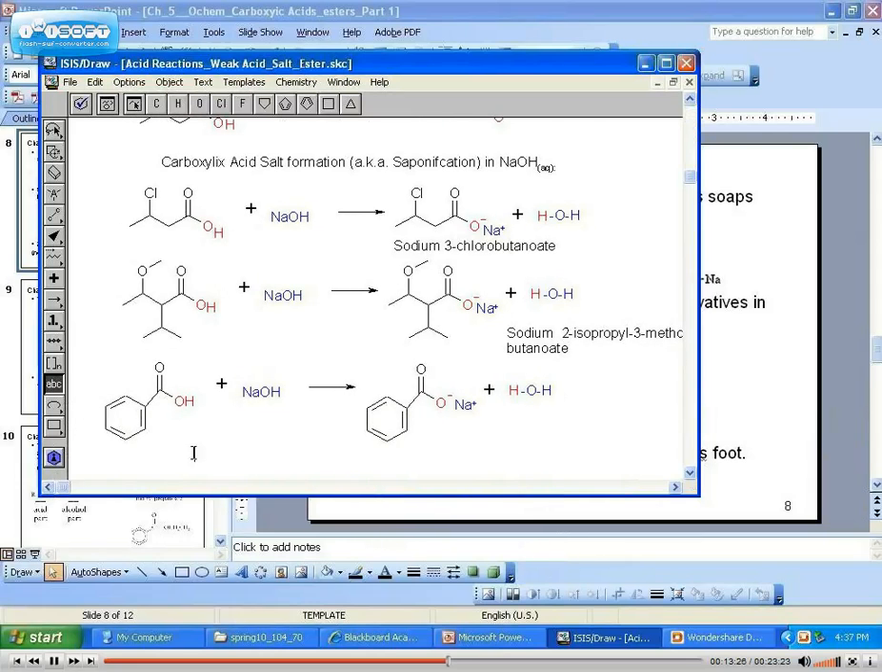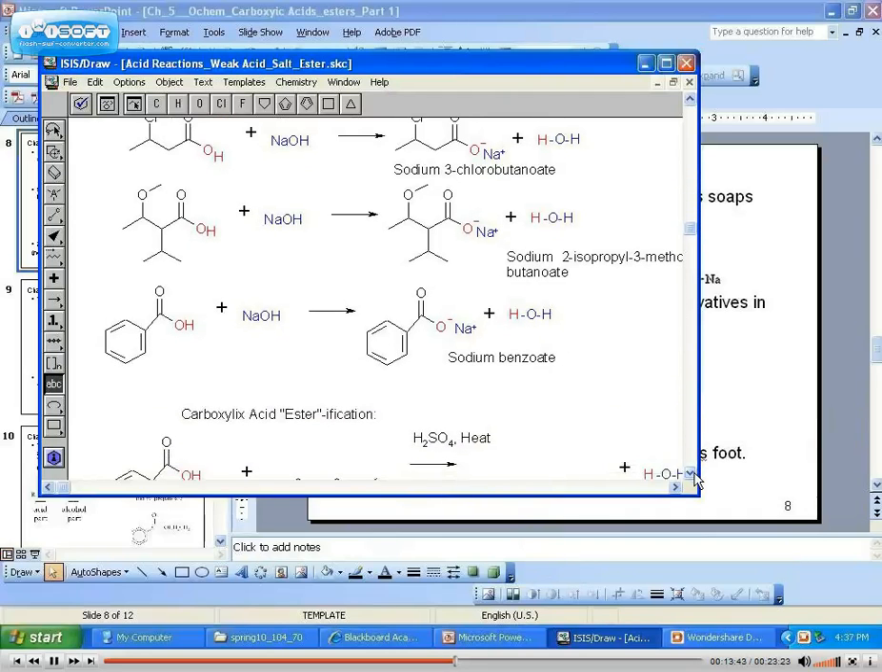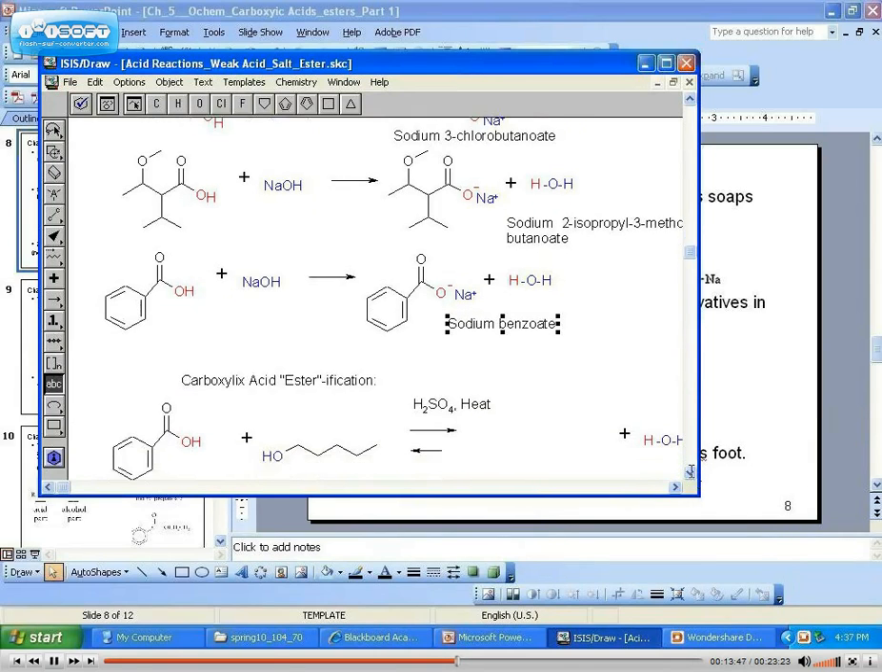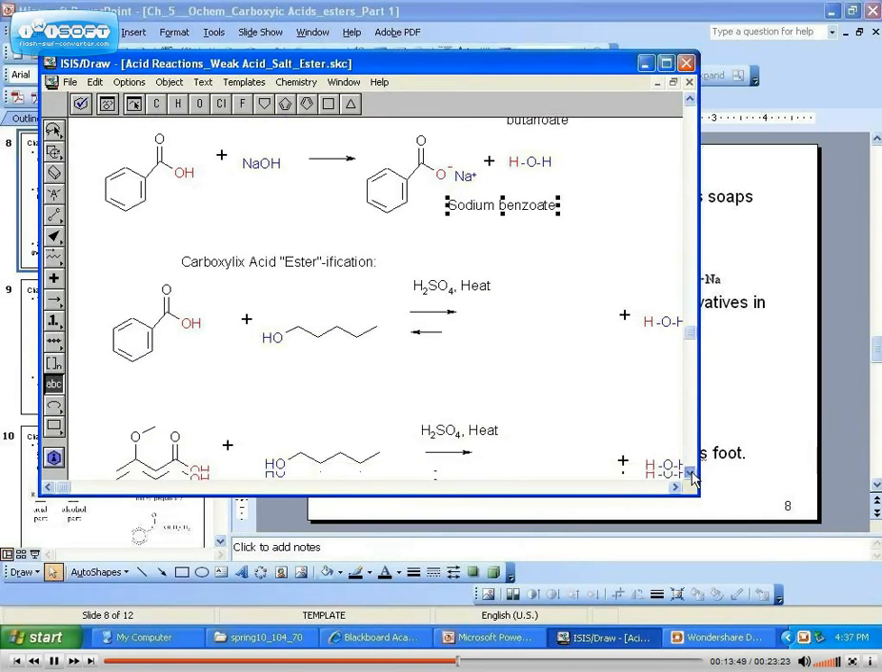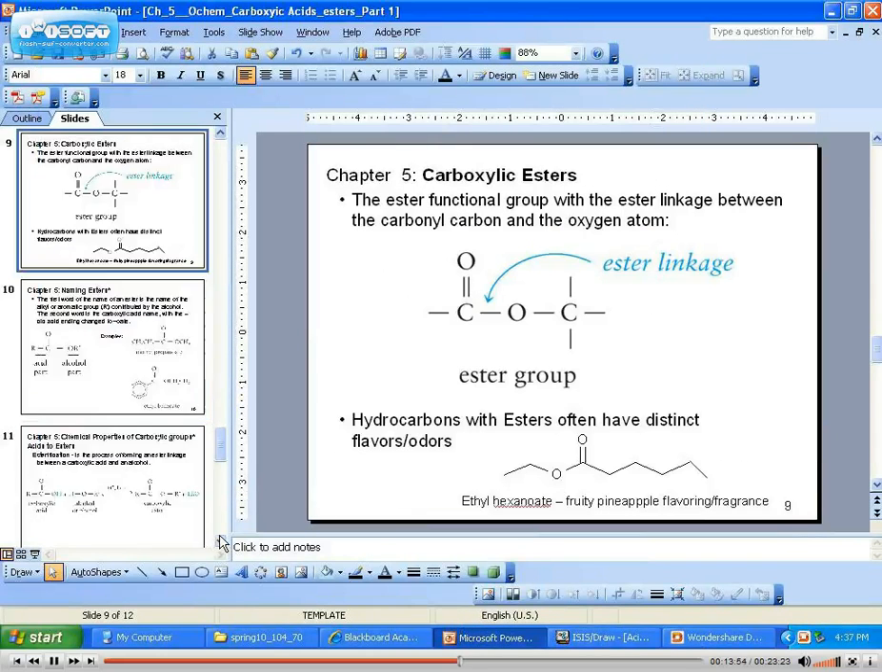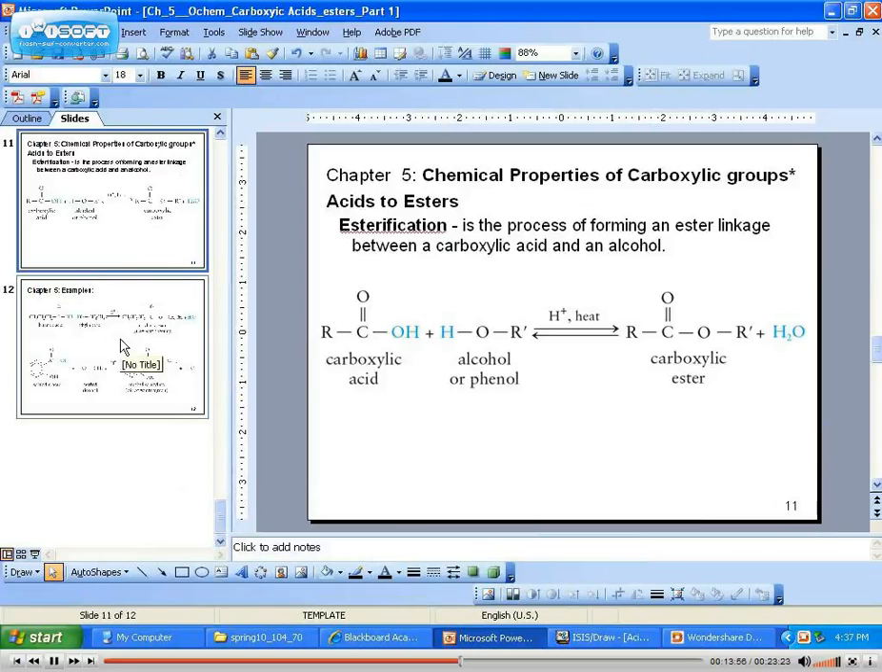In this case, we start off with benzoic acid, and we're going to go ahead and form sodium benzoate. For this class, don't worry about capitalizing. You can have them all caps, you can have none of them capped. That's okay. Alright, let's move on.